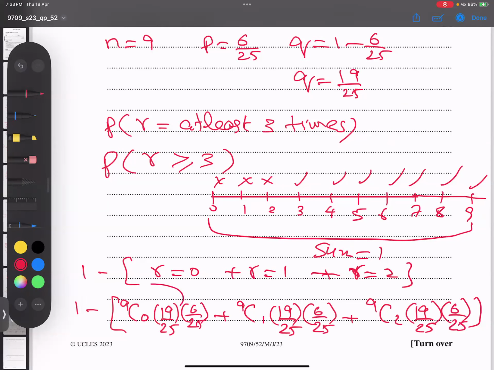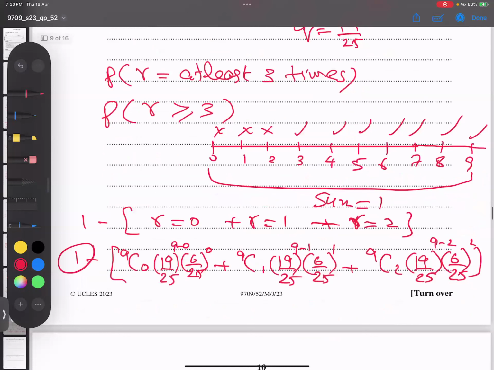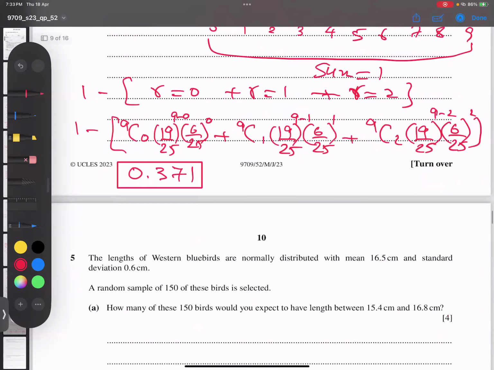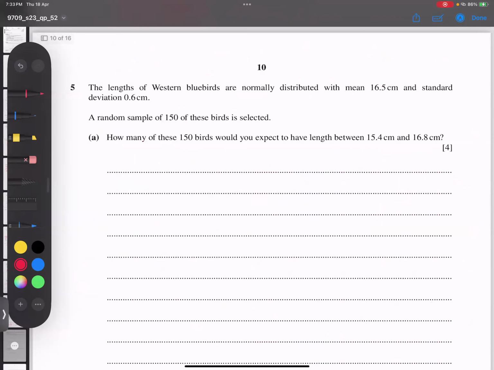And what is the first power? 9 minus 0, here 0. 9 minus 1, here 1. And 9 minus 2, here 2. I hope you got the point very clearly. And if we type this in the calculator, whole together, including 1 minus that, the answer is 0.371. I hope you got my point. That's it. And let's go for the next question.